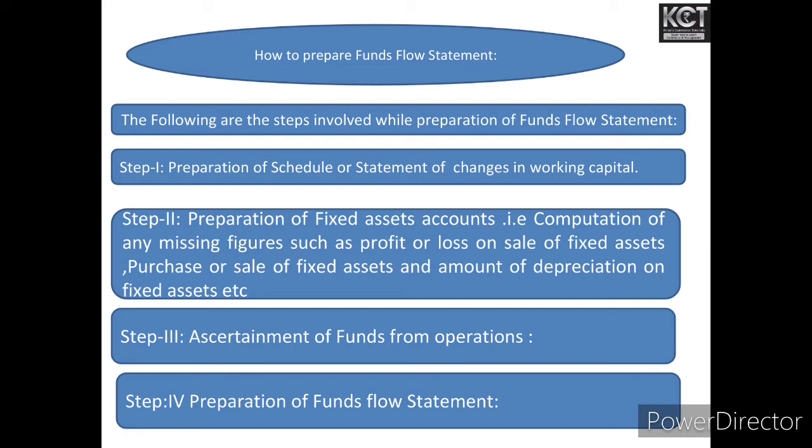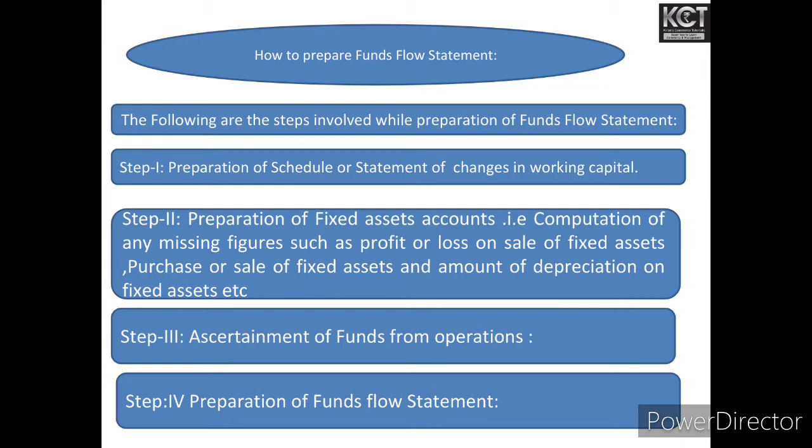The first step is preparation of schedule or statement of changes in working capital. Here we are going to record all the current assets and current liabilities in order to get the increase or decrease in the working capital. And the second step is preparation of fixed assets account. That is computation of any missing figures such as profit or loss on sale of fixed assets, purchase or sale of fixed assets, and amount of depreciation on fixed assets, etc.